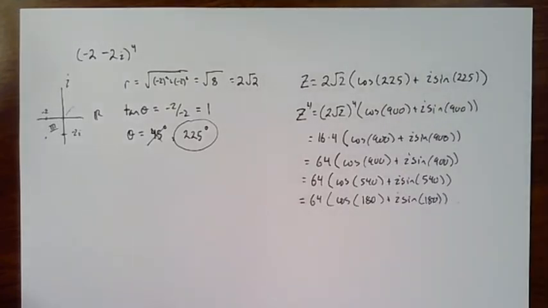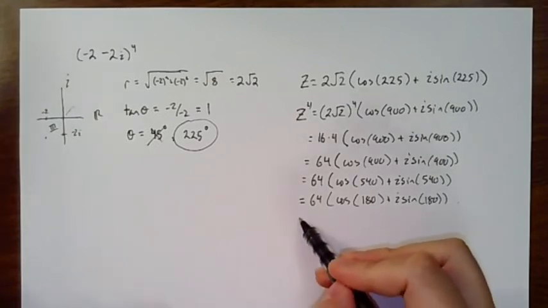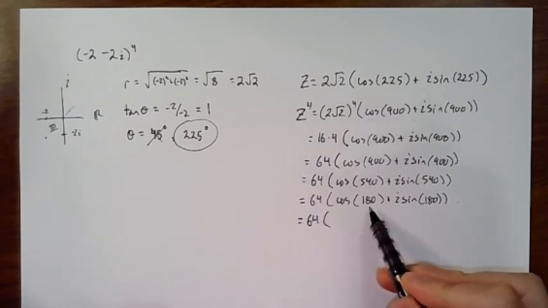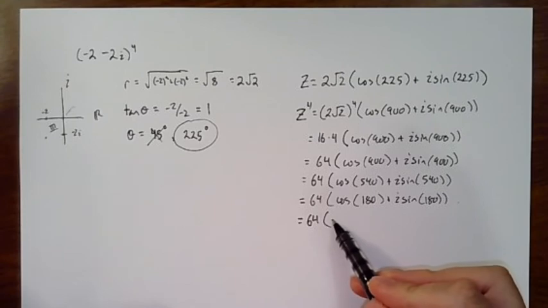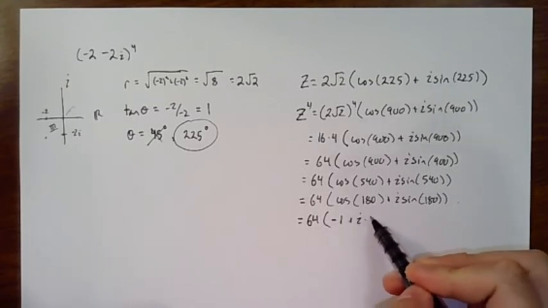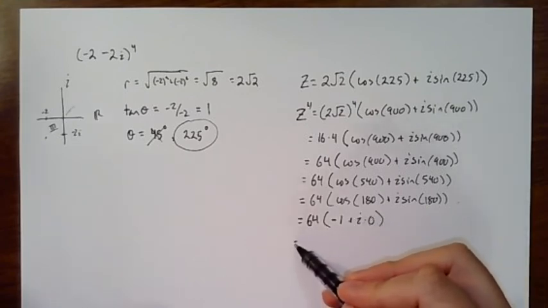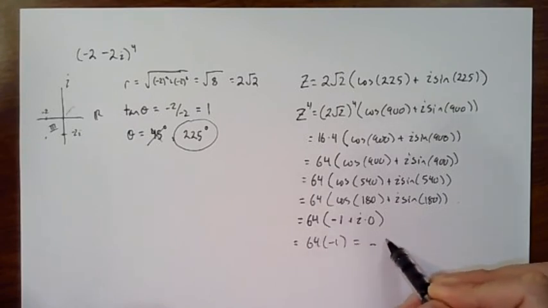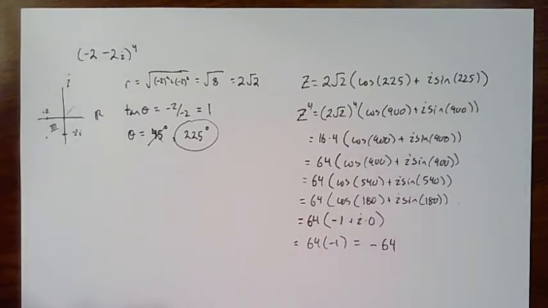Okay, so we could leave it like this. This is a valid trigonometric form in degrees instead of radians. But let's say we want to go all the way to standard form. What we'll do is find cosine of 180. Well, cosine of 180 is -1. And then sine of 180 is actually 0. So this term here is 0. So we'll have 64 times -1, or just -64.